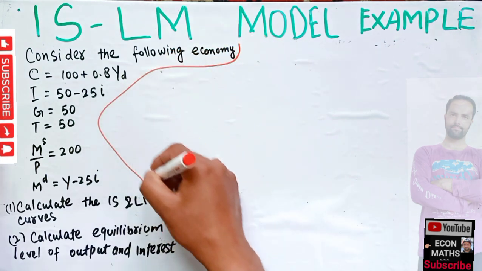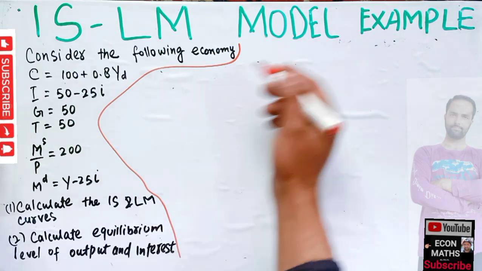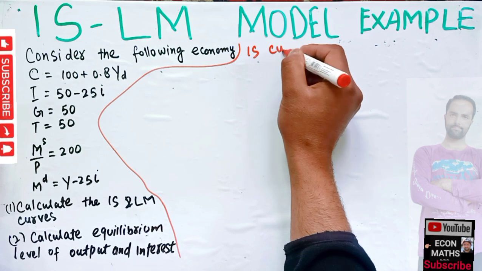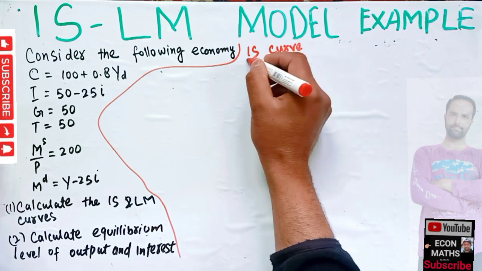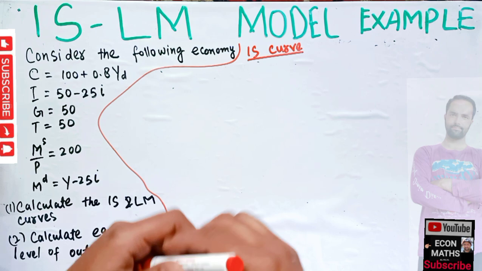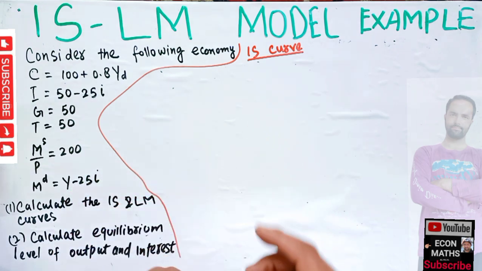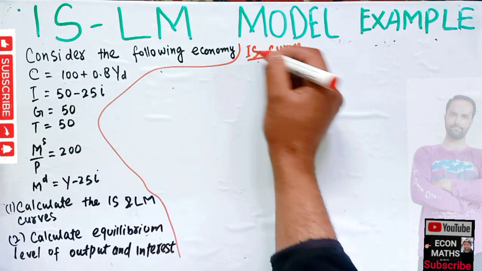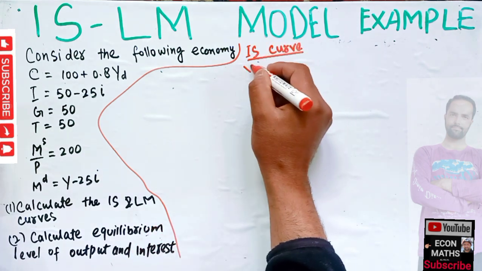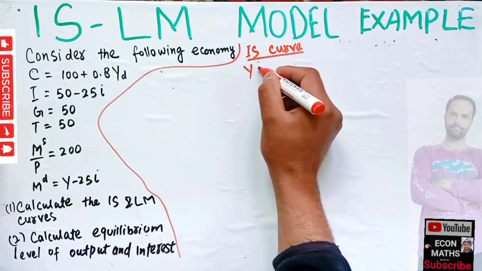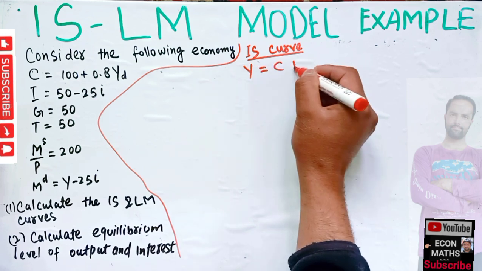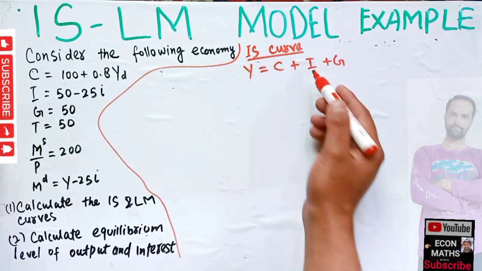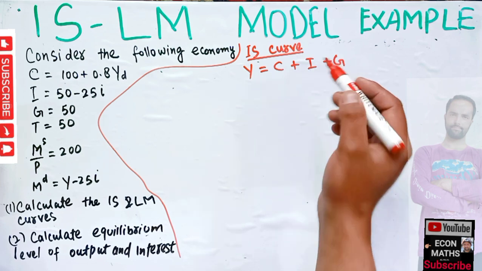So first we will try to solve the IS curve. To derive the IS curve, what is the IS curve? The IS curve shows us different combinations of rate of interest and income where investment is equal to savings. And how do we calculate it? Let us write our national income identity, that is Y is equal to C plus I plus G.